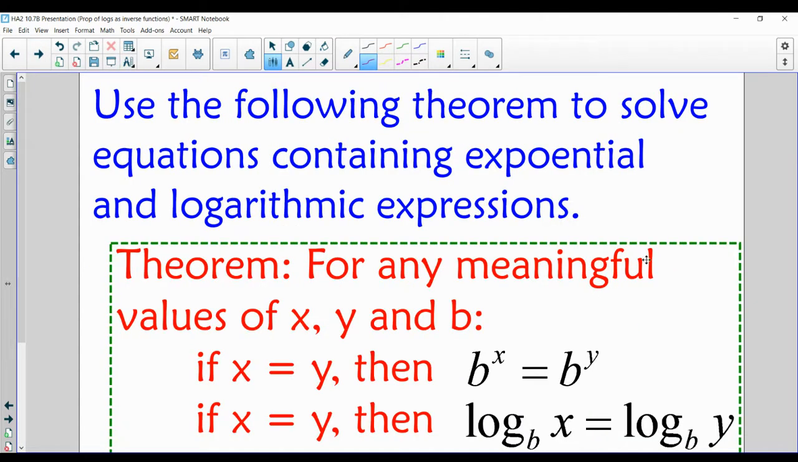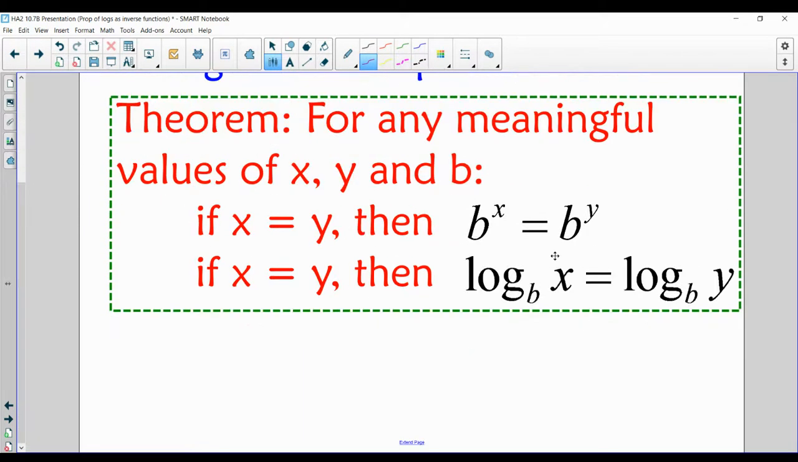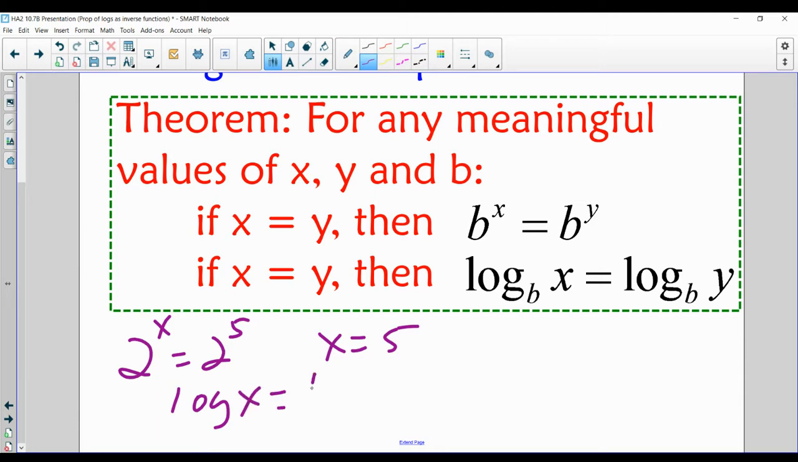All right, moving along. We just basically talked about these two things on the previous page. If x is equal to y, these two things will be true, and the opposite is true too. If you have these two things, then x will equal y. Think about this logically. If you have 2 to the x is equal to 2 to the 5th, doesn't x have to be 5 for that to be true? And if I have log of x is equal to log of 5, doesn't x still have to be 5?